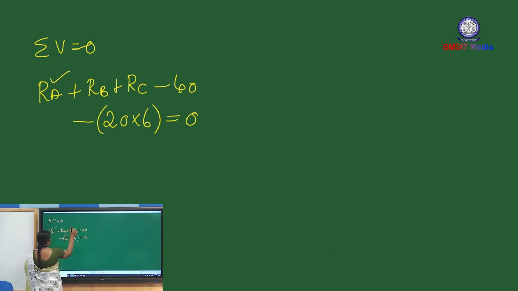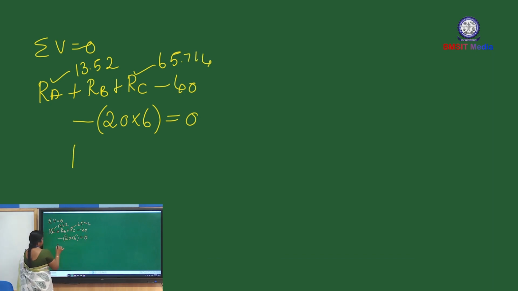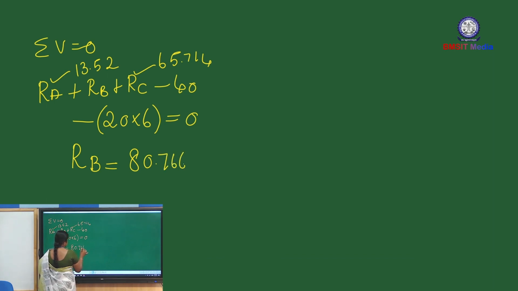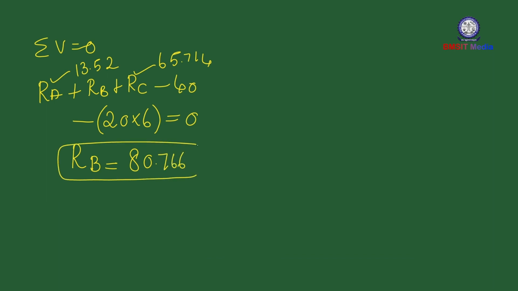Already we have determined RA and RC, so substitute the values here. RA equal to 13.52. Then RC equal to 65.714. Substitute here. Finally, we can determine the RB value. So RB equal to 80.766. This is the RB value.